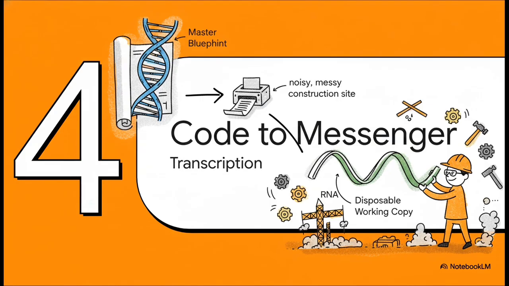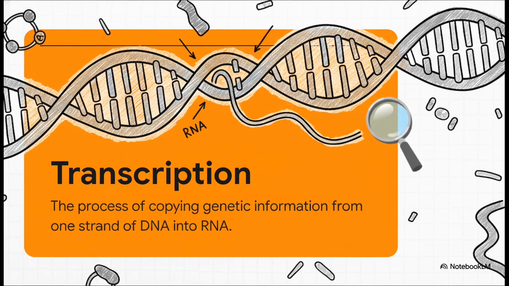But think about it. If you're an architect, you don't take your one-of-a-kind original blueprint to the muddy, chaotic construction site, right? No way. You make a photocopy, a disposable, working copy. And in the cell, that's where our friend RNA comes into the picture. And the process of making that working copy has a name.